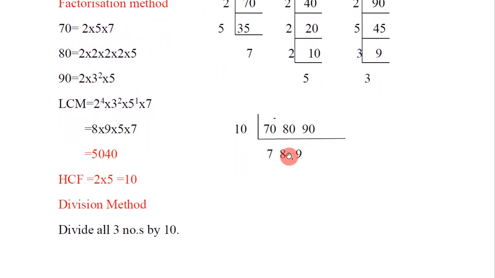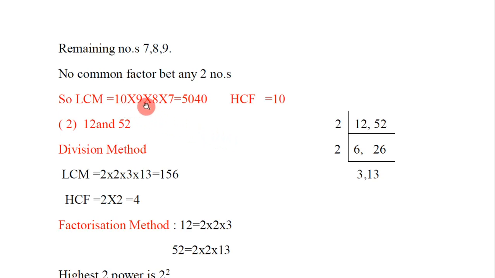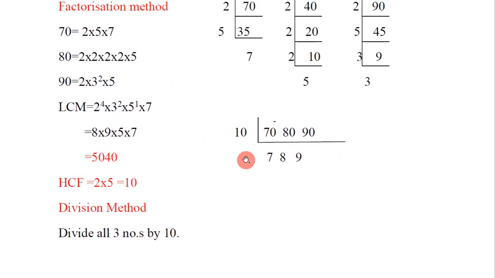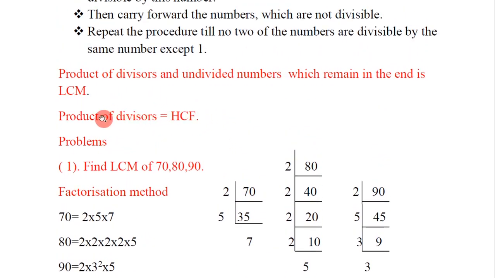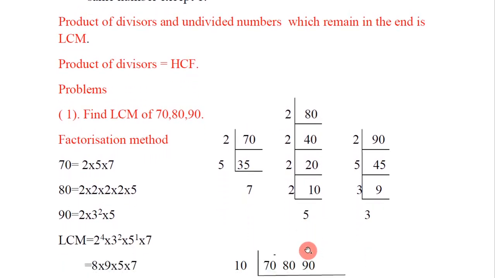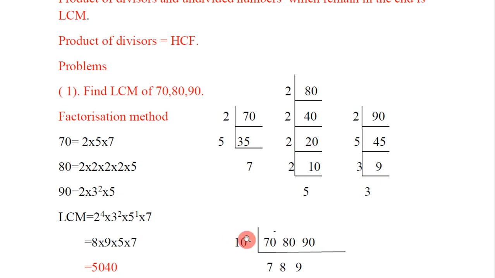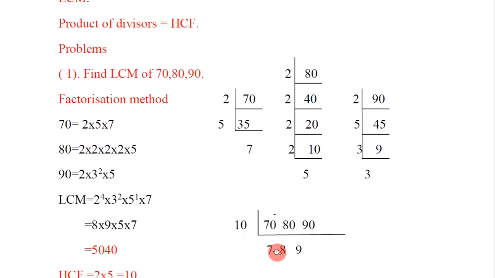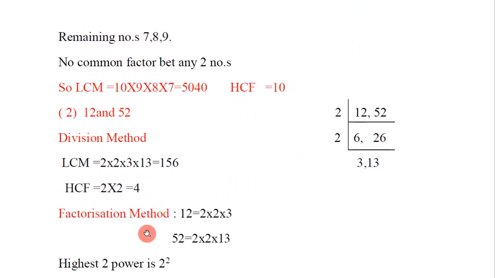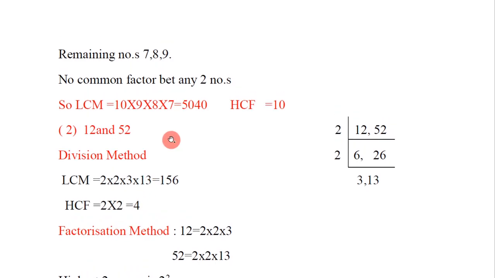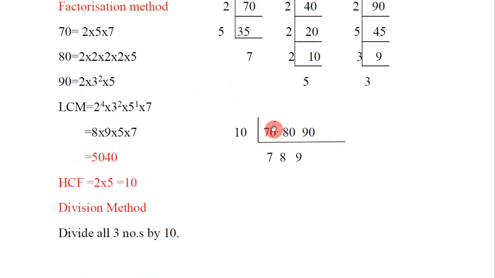By division method, LCM is 10 into 9 into 8 into 7. So it is 5040, same as the LCM obtained by factorization method. And then, HCF, highest common factor, will be the product of divisors. Product of divisors means common divisors only, 10. So these are not common divisors. So this is 10. It is the highest common factor by division method. We can see that it is the same by the method of factorization also.